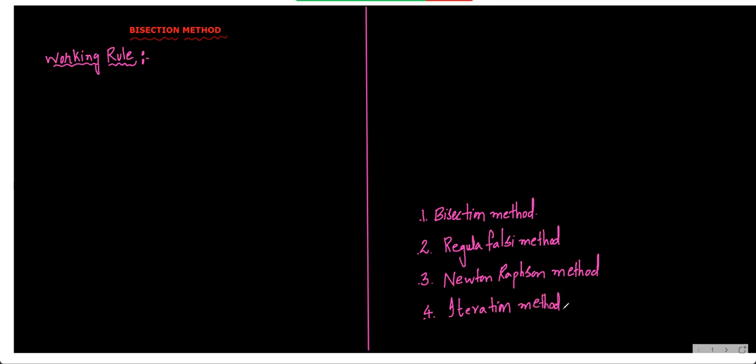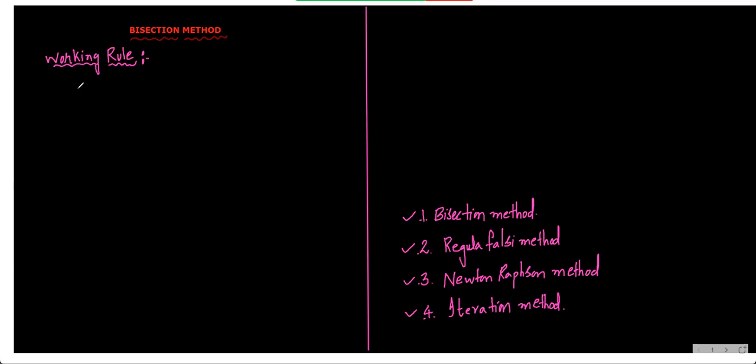If you find the solution using the bisection method, there is a small error in that solution. To avoid that error, we have to go for the regula-falsi method. But after finding the solution using the regula-falsi method, there is still some error. To avoid that error, we go for another method, the Newton-Raphson method. Again, there is some error in that method also. Finally, when we find the solution using the iteration method, you will get the accurate answer.